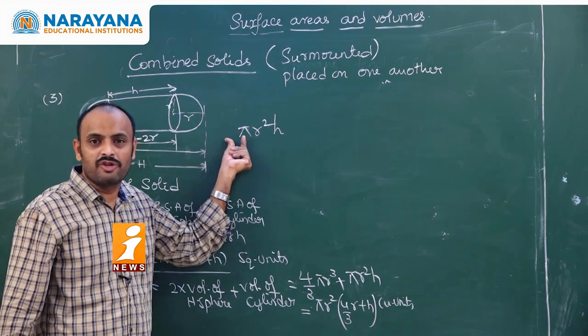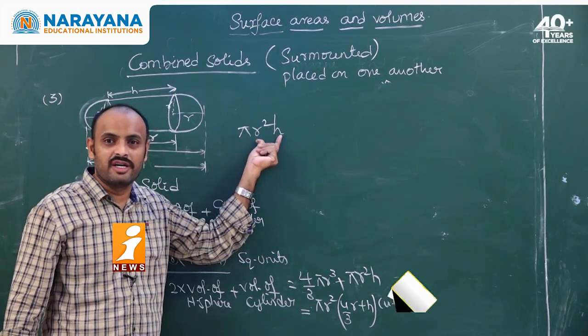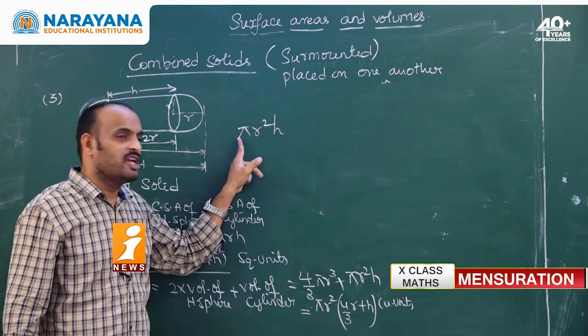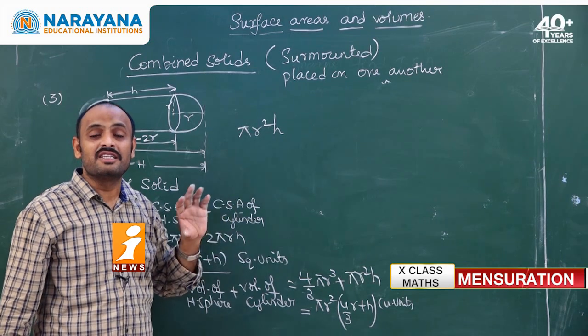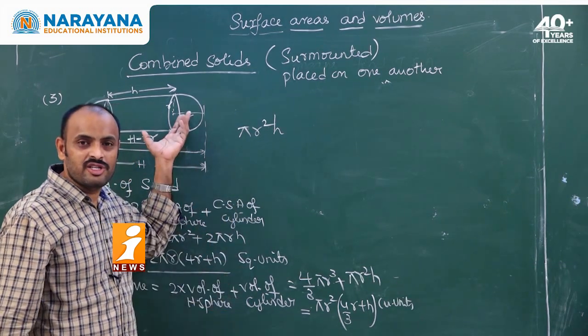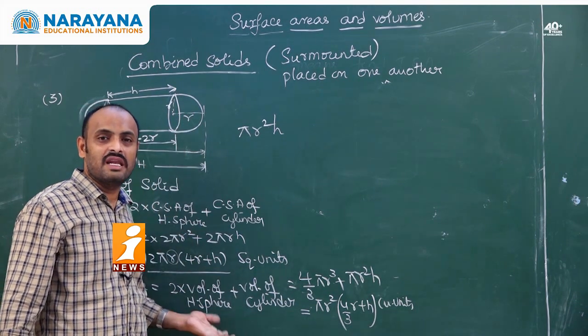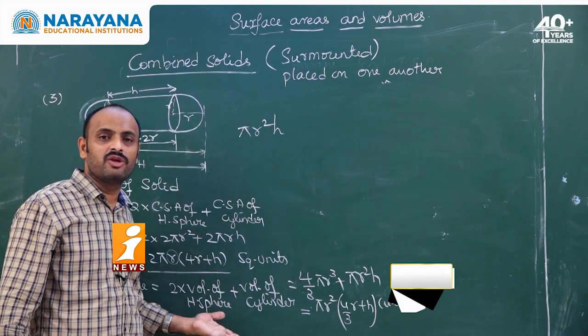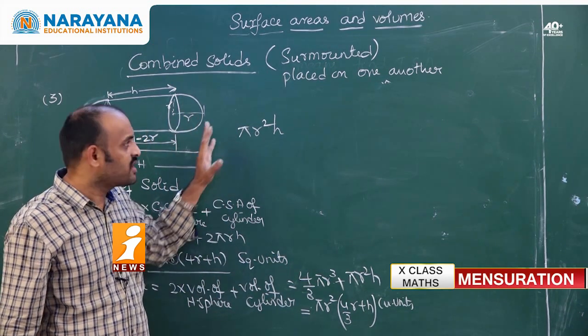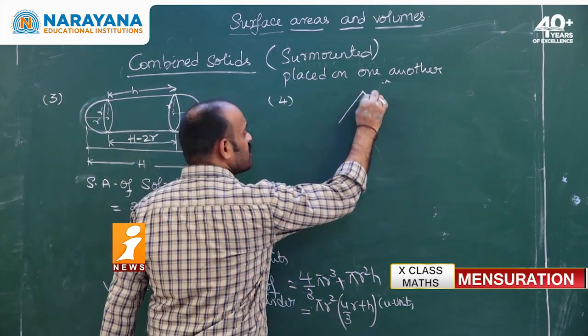Go for 3.14. Because 3.14 into 100, the zeros get cancelled and the decimals will also be removed, because 3.14 into 100 is 314. A very easy number to calculate. In mensuration, all the questions are about the calculation part, how simply you are going to calculate it. Don't go for so many decimals and all. Hope you understand this.